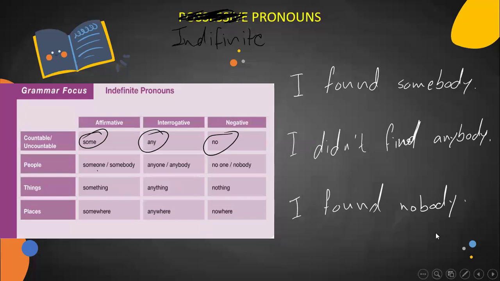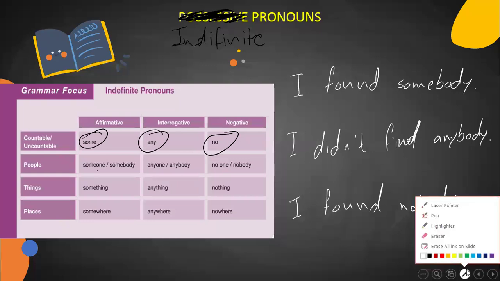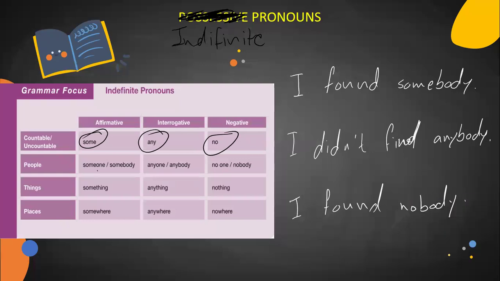Okay, now what is the difference between these three indefinite pronouns, some, any, and no? The difference between them is like this. Some is affirmative. What's the meaning of affirmative? It means positive. So we are saying that I found a student there. I found a student. So I found somebody. The verb here is positive, and the meaning here is positive too.